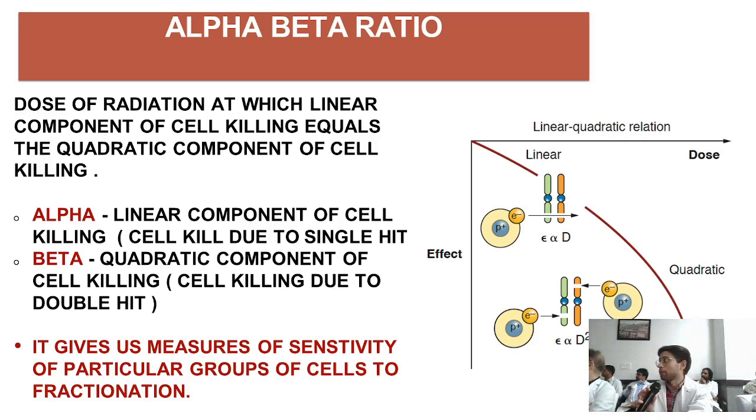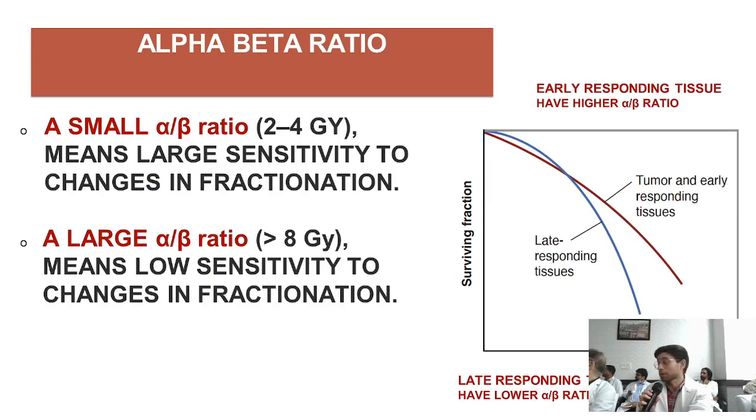So the alpha beta ratio is defined when the linear component of the cell kill, which is alpha, or cell kill due to single hit, is equal to the beta part of the curve, which is the quadratic component, or we can call it cell killing due to double hit. So alpha equals beta gives us the alpha beta ratio. The significance of this is that it gives us a measure of sensitivity of particular groups of cells to fractionation. So a small alpha beta ratio means large sensitivity to change in fractionation, and a large alpha beta ratio means lower sensitivity to changes in fractionation.